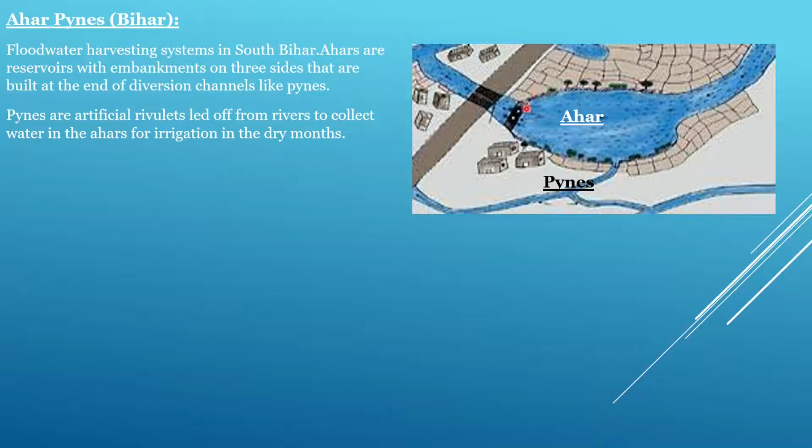has been built up to control the flow of the water, and over here we have another embankment. Pynes are artificial rivulets laid off from rivers to collect water in the ahar for irrigation in the dry months.